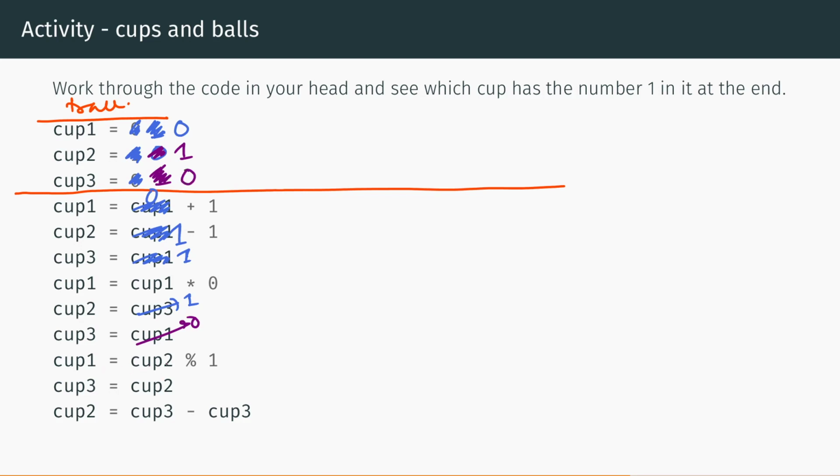Cup1 equals cup2 modulo 1. Okay. So anything modulo 1, what is it? What is something modulo 1? When you divide a number by 1, what remainder do you get? Any number is perfectly divisible by 1, right? So the remainder is always 0, no matter what cup2 has. Okay. The result would be 0. So cup1 would now have 0.